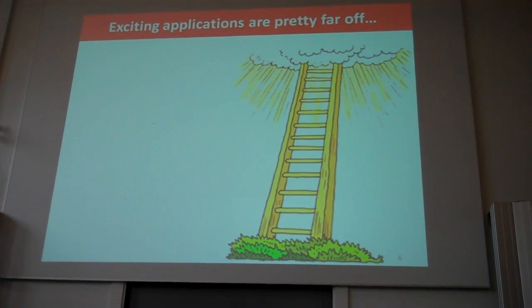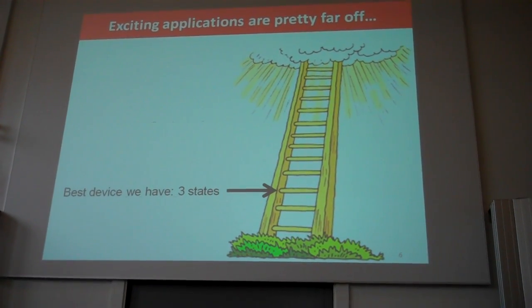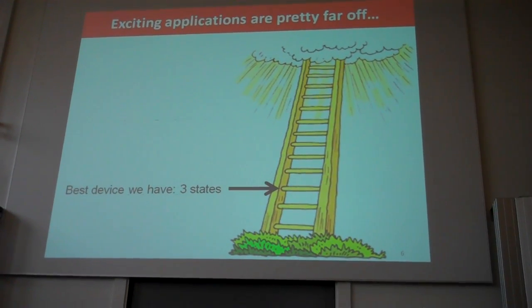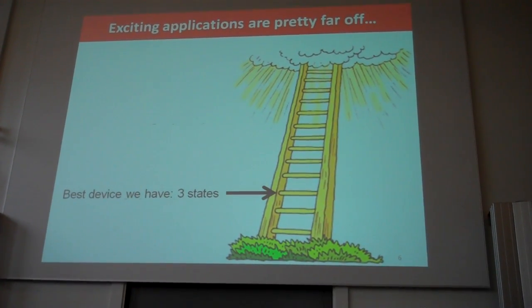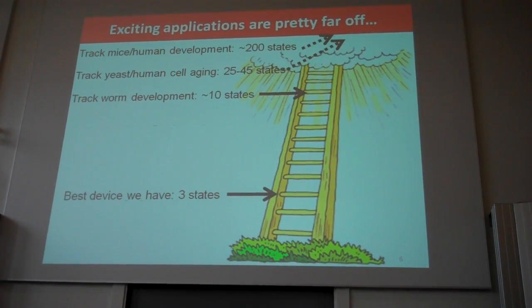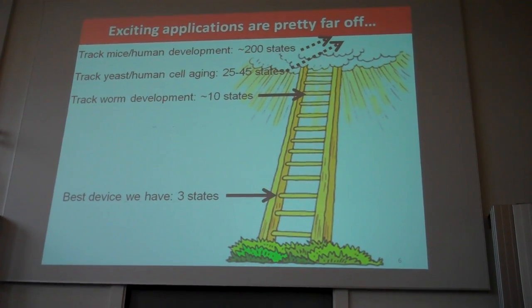If you look at the application and where we are right now, we've got a 3-state counter. It's not so robust yet. And the exciting application that I talked about early on, let's say to track the lineage of the cell or the number of cell divisions, is actually pretty far off. You need like 10 states or like hundreds of states. So it's an order of magnitude off from where we are right now. So the goal of our research from the beginning is to try to close this gap.